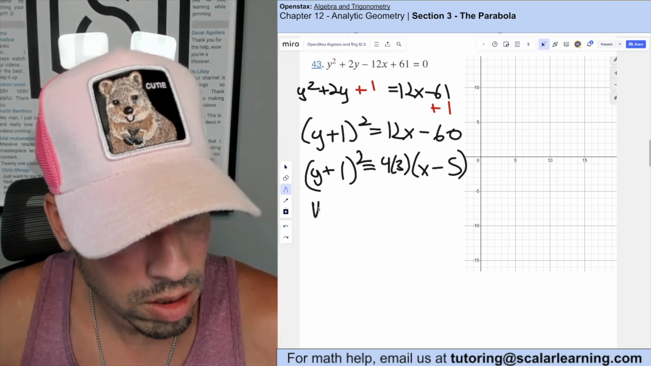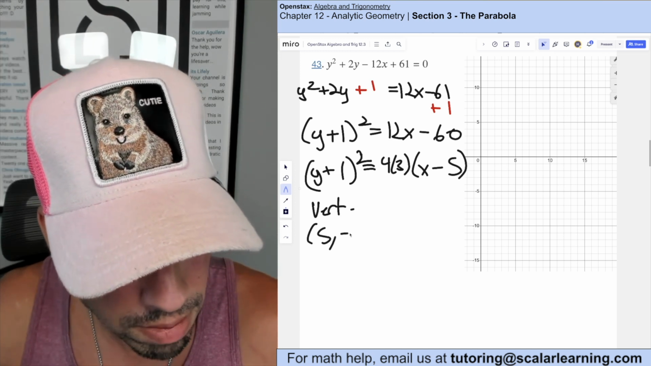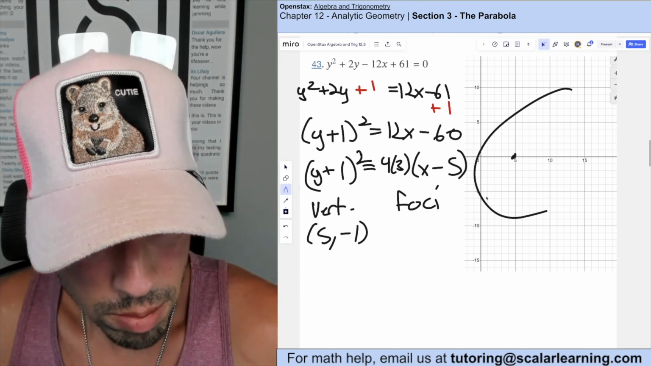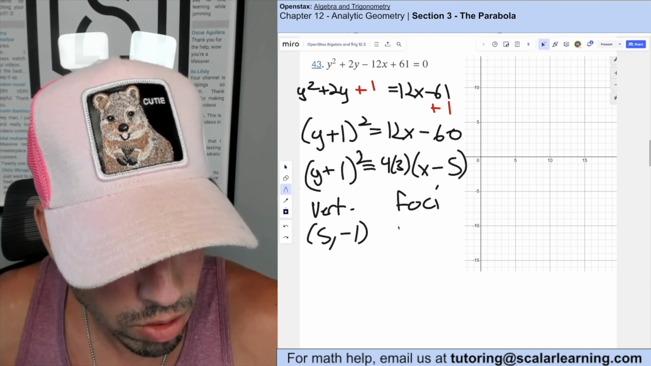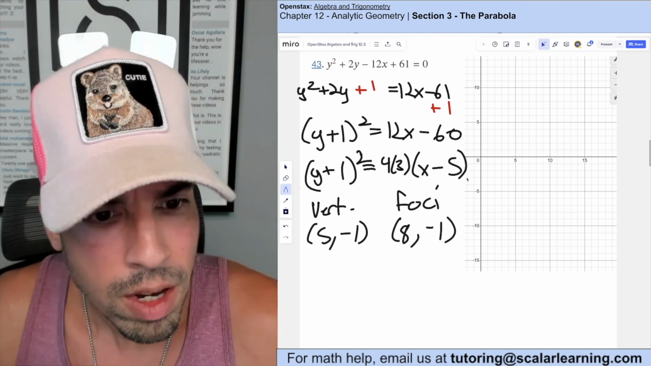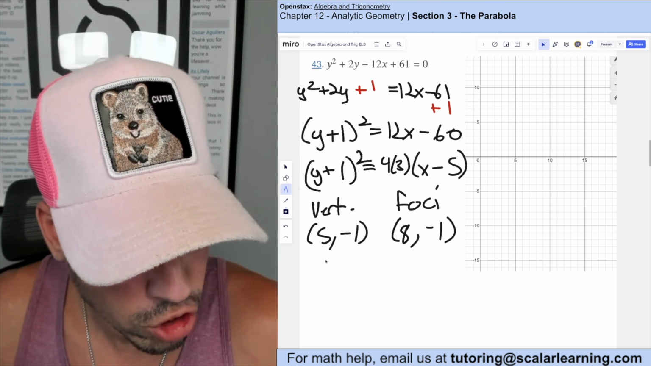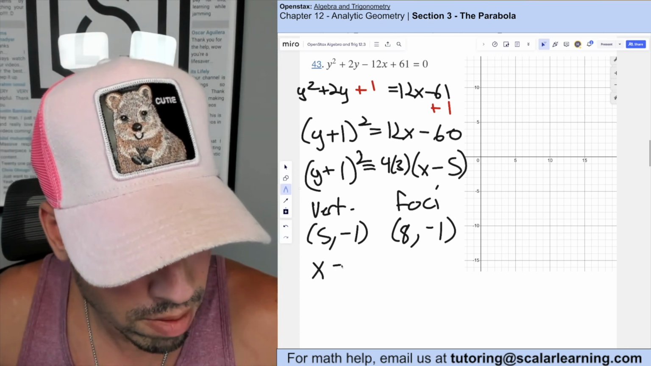Now let's get the vertex first. The vertex is the opposite of those two, which is (5, -1). Since it's opening to the right, I know the focus is going to be to the right of the vertex. So I take my p-value and add it to the vertex to get the focus: 3 plus 5 is 8, so (8, -1). To get the directrix, we go 3 in the other direction, and it's a vertical line, so x = -3 + 5, which is x = 2.